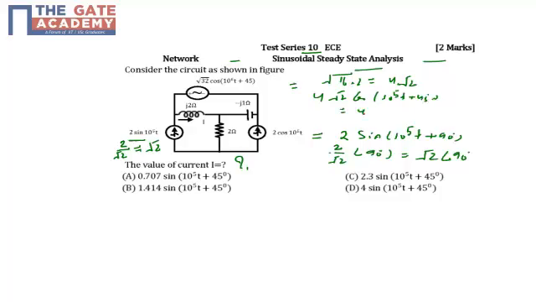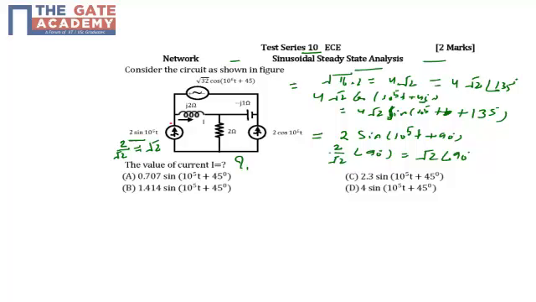Or I can again write it down as 4 root 2 sine of 10 raised to power 5t plus 135 degrees. 135 because I have converted cos into sine, so there is a 90 degree phase shift. We already had the 45 degree phase shift earlier, so it is a total of 135 degree phase shift. So my voltage source has a magnitude of 4 root 2 and a phase of 135 degrees.